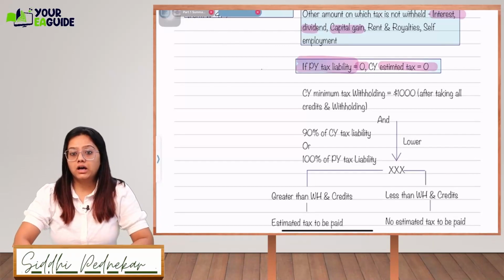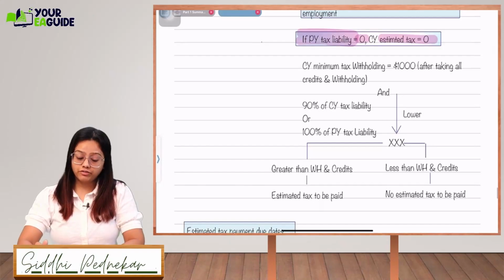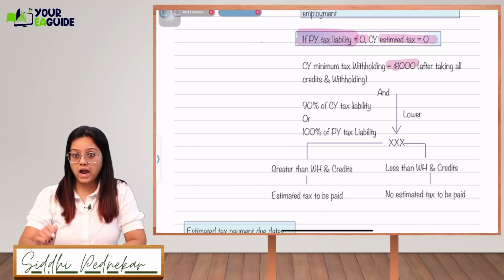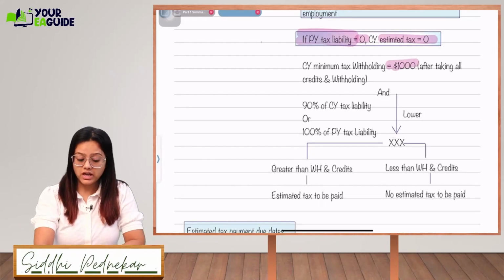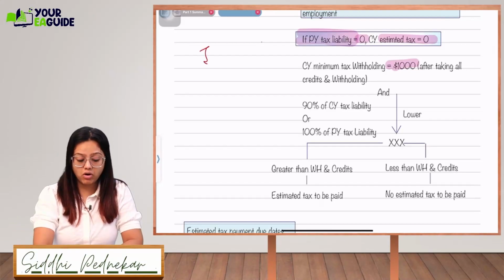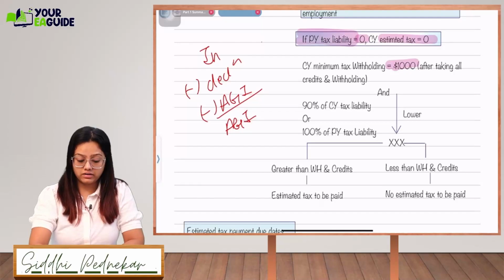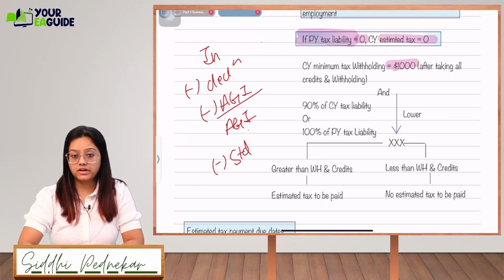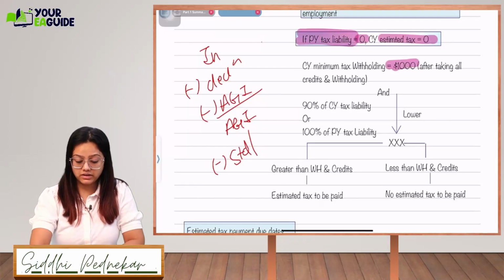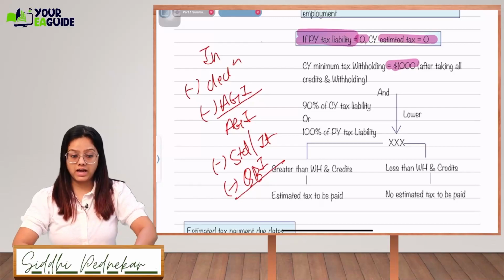So in this case, current year minimum tax withholding, if it is 1000, after taking all credits and withholding. I'm not going to explain this in detail, but everyone knows that all the incomes minus deductions minus adjustments to income, we get an AGI, right? After that we take either the standard or itemized deduction, then we take the QBI deduction 199A, right? After that we receive a taxable income.